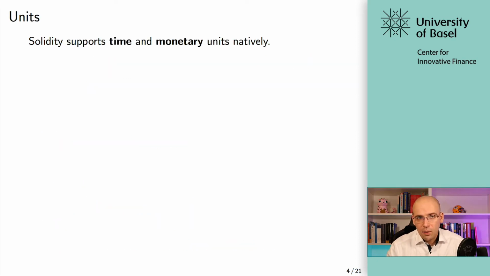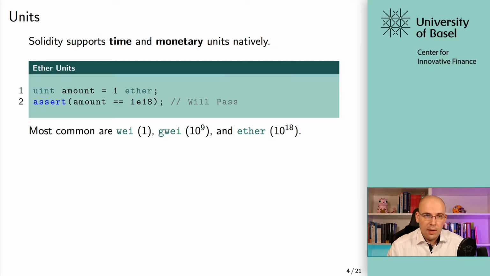Then, of course, Solidity also supports time and monetary units. It does so natively, and I think that's quite an advantage. So, for example, when you're defining, let's say, a uint called amount, you could just say it's 1 ether, and it's just much more convenient instead of typing a 1 followed by 18 zeros. So you just have this additional keyword right here, ether.